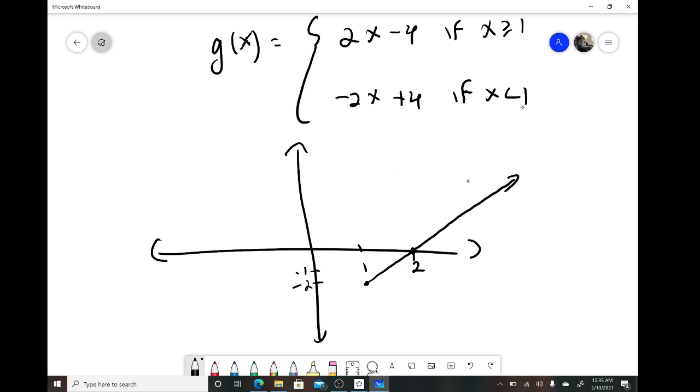For the other one, I'm strictly less than 1, but I still want to find out what happens at 1, so I'm still going to plug in 1 there. Just keep in mind we're going to have an open hole. So negative 2 times 1 is negative 2, and 4 minus 2 is 2. If we were using 1 as part of the domain, we would have a point here, but because it's not, we have an open hole. Now for a number less than 1, certainly 0 is less than 1. Negative 2 times 0 is 0, plus 4 is 4, so we get the y-intercept at 4 up here. So we have a line going down from left to right.